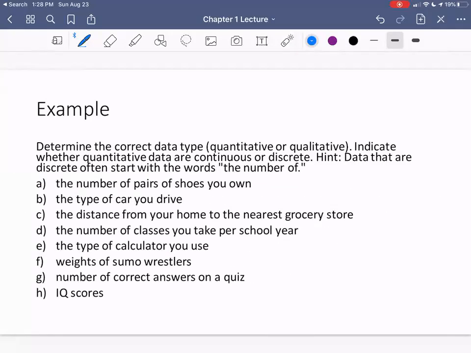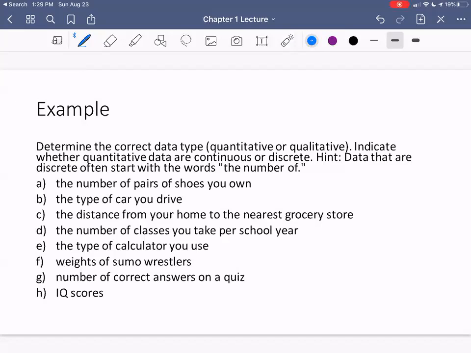All right, so now what I'd like to do is talk about quantitative and qualitative. Let's remember, qualitative, which we talked about first, is basically things you can put into a category. And it says right here, indicate whether their quantitative data are continuous or discrete. So when you talk about quantitative, you have discrete or continuous. The hint: data that are discrete often start with the words the number of. Just a little hint, all right? It's not the only way, but often it starts like that.